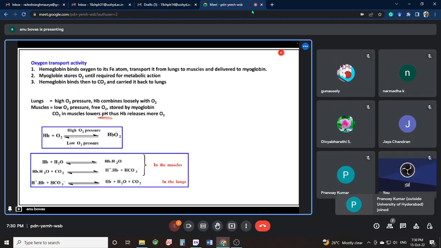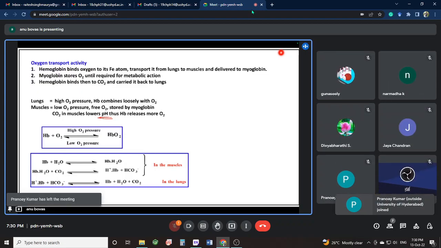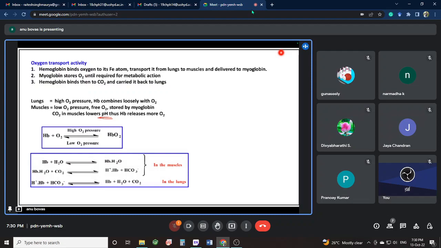Okay, now after this first part is done, from the lungs the hemoglobin carried and delivered. At high oxygen pressure, hemoglobin will bind with oxygen, giving HbO2. Actually, I should write 4 times because each hemoglobin will deliver 4 oxygen molecules. And at low oxygen, that is in muscle, it will leave. Okay, this is the first part.